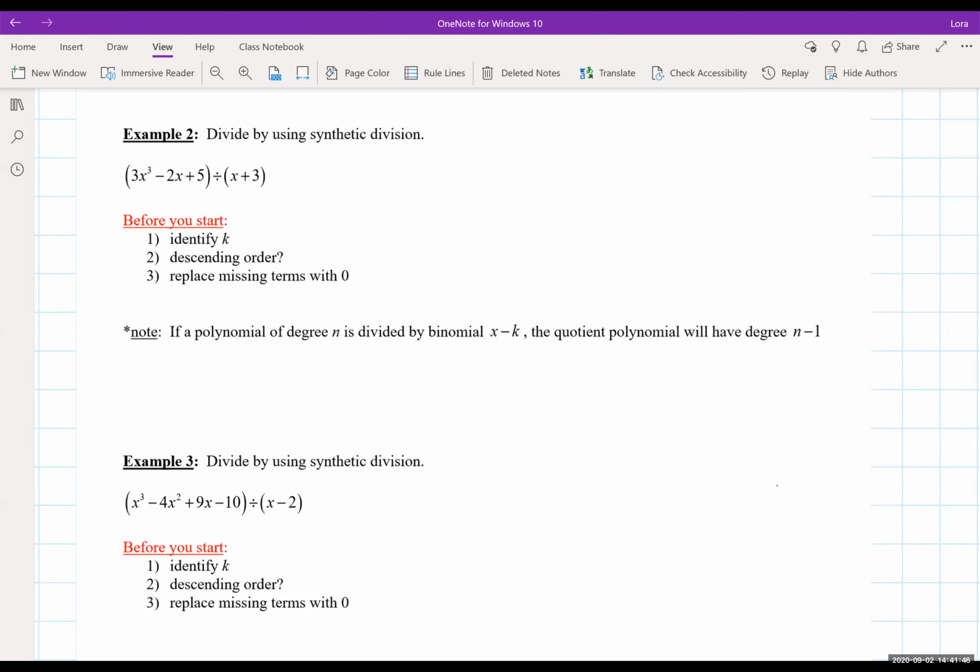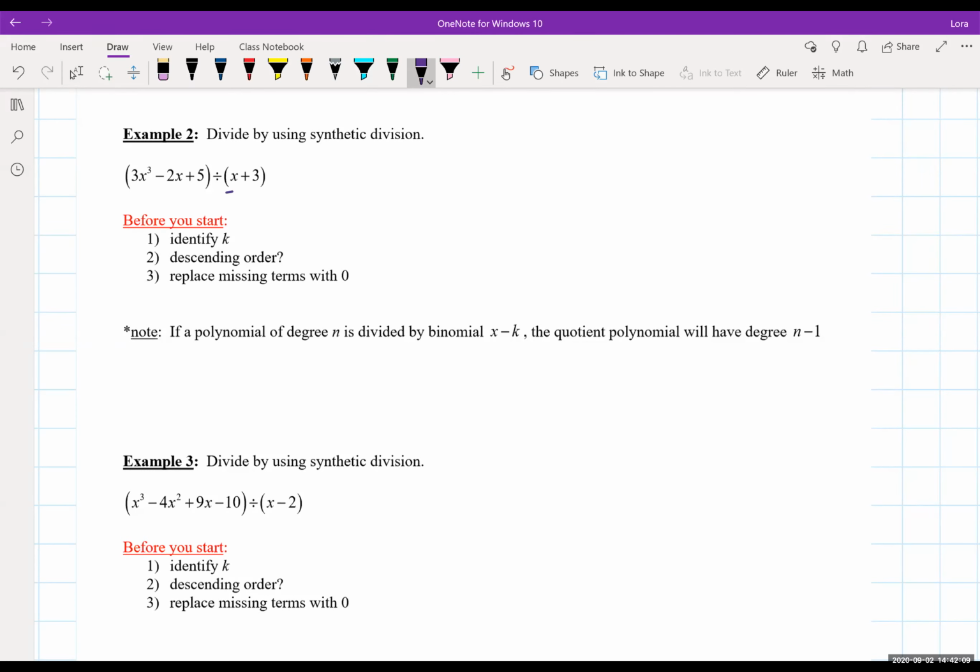Let's go over using synthetic division to perform division. I like to always identify 3 things before I start. That way I don't run into any issues. The first idea is to identify who your K is. Now, if you're looking at your notes, the K has to do with your binomial divisor.